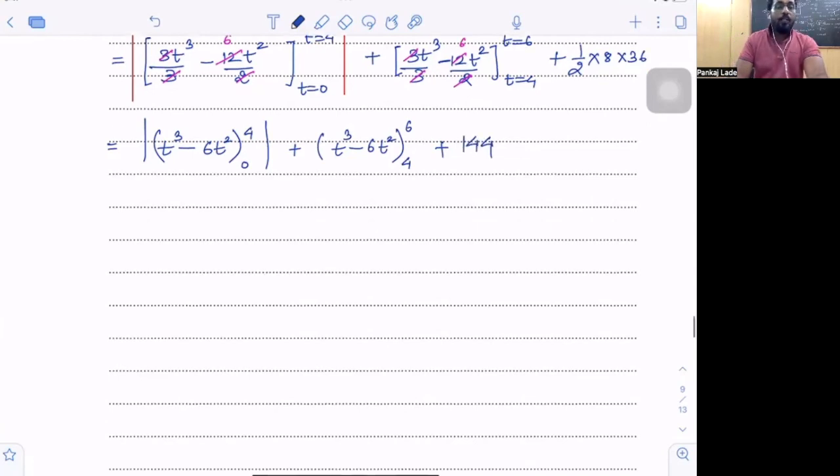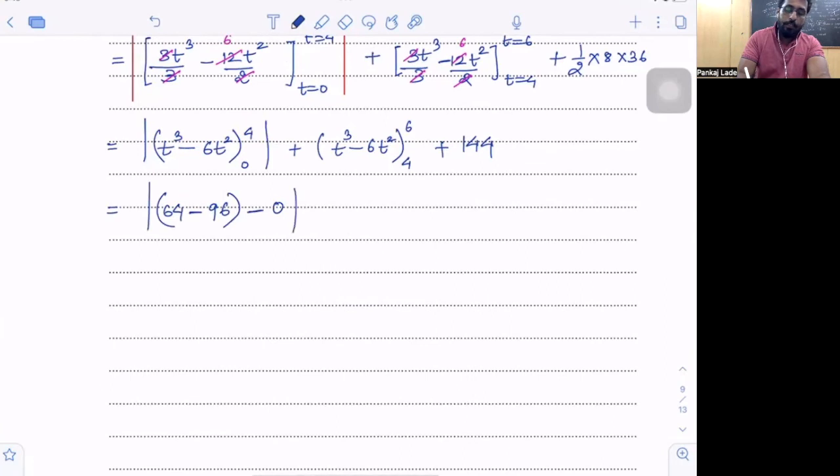Now put the upper limit and the lower limit in all of the conditions. So when you put upper limit in the first one, you get 4 cube. So 4 cube is 64. 64 minus 6 times 16, that's 96. See, the answer is coming negative. And for the lower limit, the answer is going to be 0.